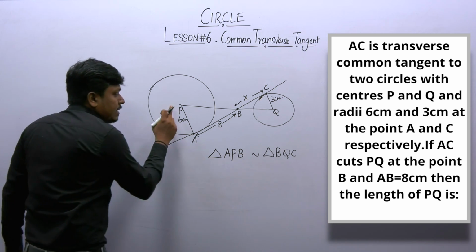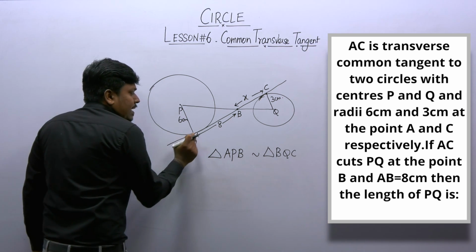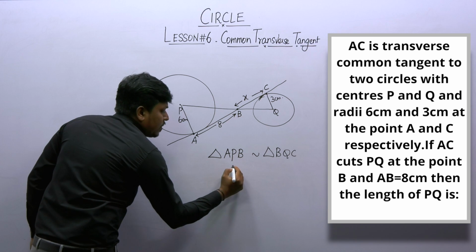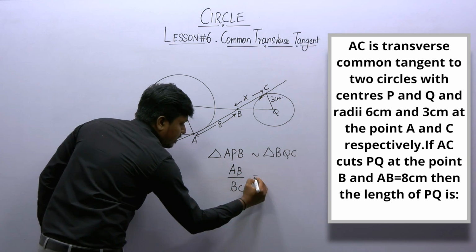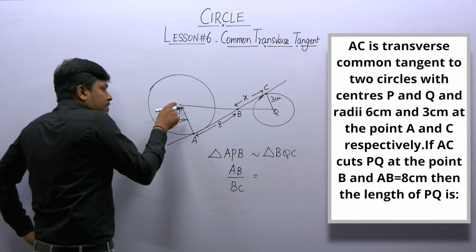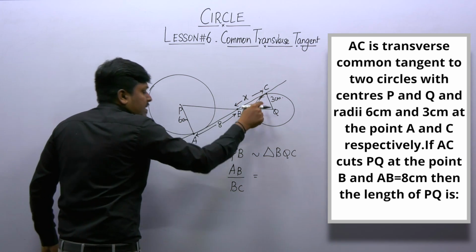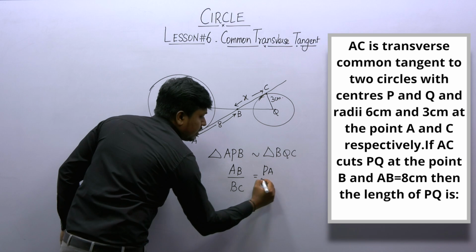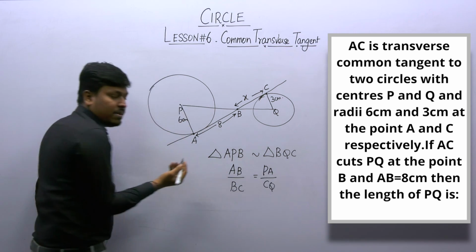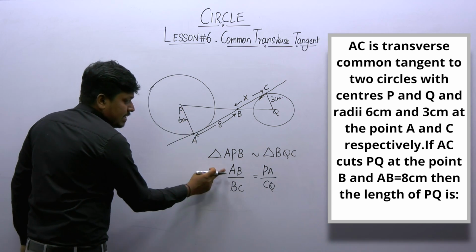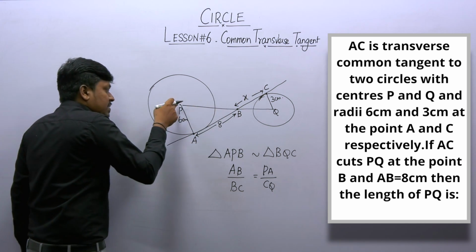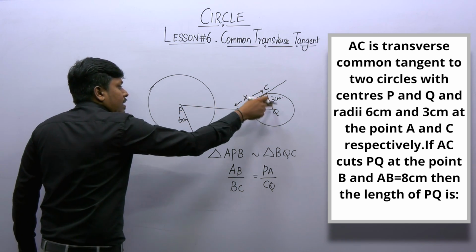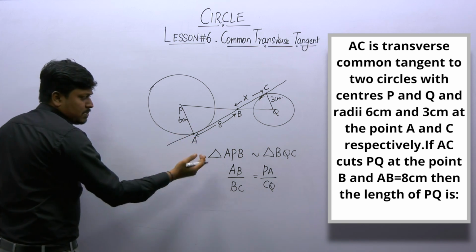So now we can say that AB divided by BC, because these are parallel, is equal to, similarly, PA divided by CQ. That's it. Substitute all the values. Just listen here: this AB is parallel to BC, and similarly this PA is parallel to CQ. I have written that here, and now substitute the remaining values.